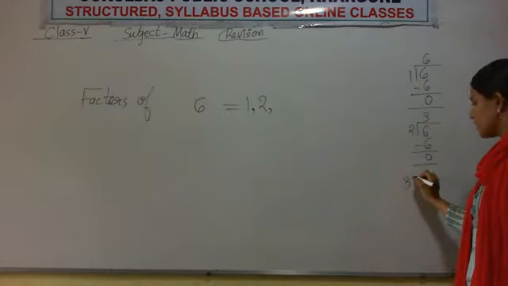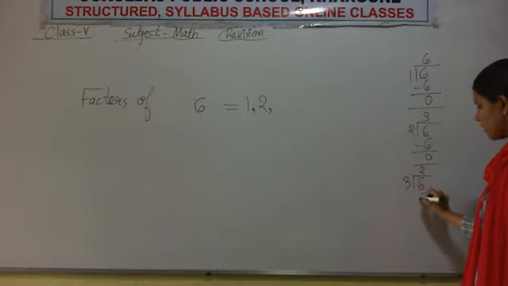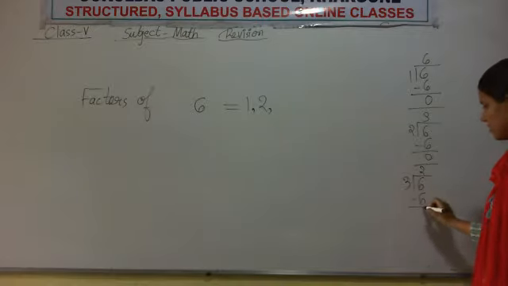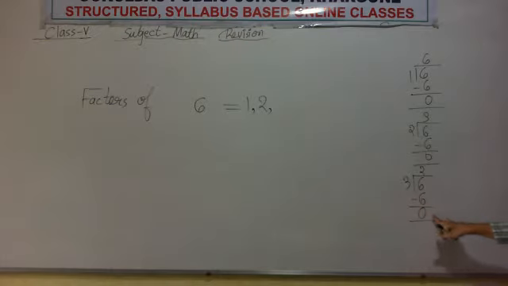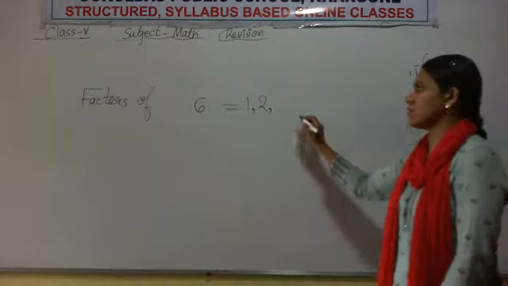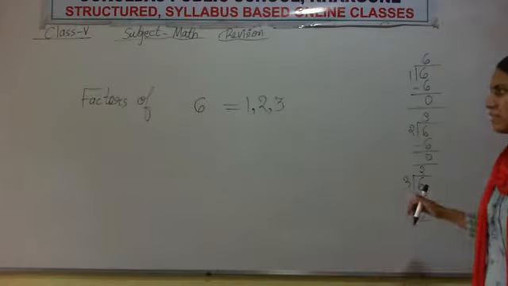Now I will divide 6 by 3. So 3 twos are 6, 6 minus 6 is 0. Remainder is 0. It means 3 exactly divides 6. So 3 is a factor of number 6.